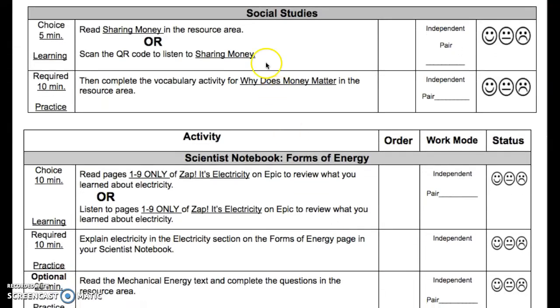The next section is social studies. The first activity in social studies is a choice, 5 minutes learning. Read Sharing Money in the resource area, or scan the QR code to listen to Sharing Money. This can be independent or with a pair. Remember to mark your work mode. The next activity is required for 10 minutes. It is practice. Complete the vocabulary activity for Why Does Money Matter in the resource area. This can be independent or pair. Remember to mark your work mode.